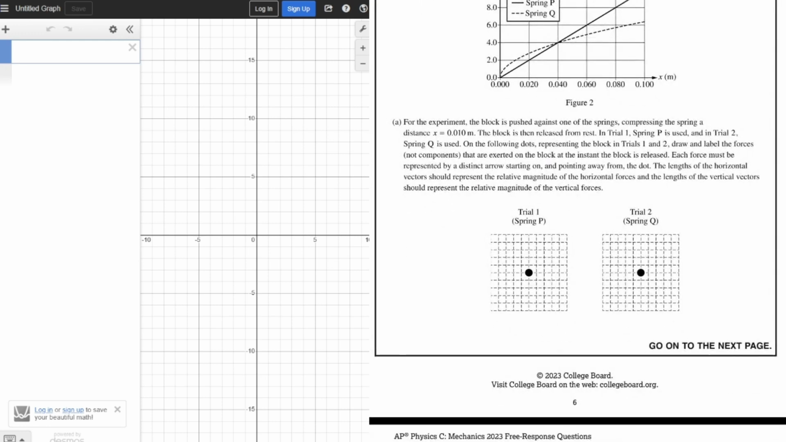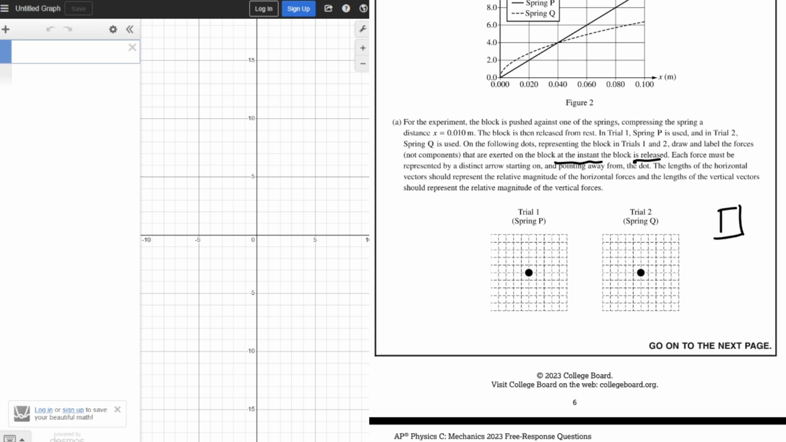For the experiment, the block is pushed against one of the springs, compressing the spring a distance x equals 0.01 meters. The block is then released from rest. In trial 1, spring P is used, and in trial 2, spring Q is used. For the following dots representing the blocks in trials 1 and 2, draw and label the forces that are exerted on each block at the instant the block is released. So that's just drawing our free body diagram.